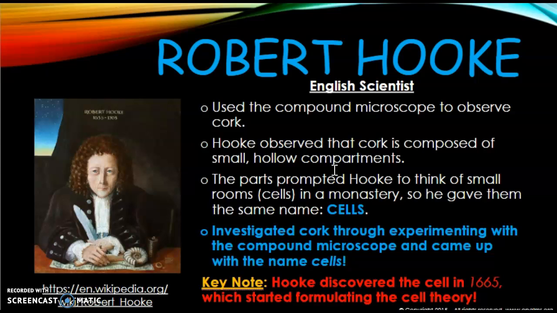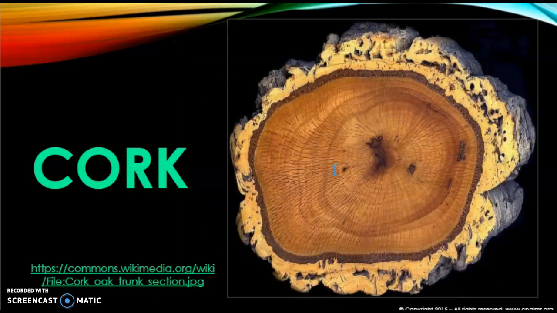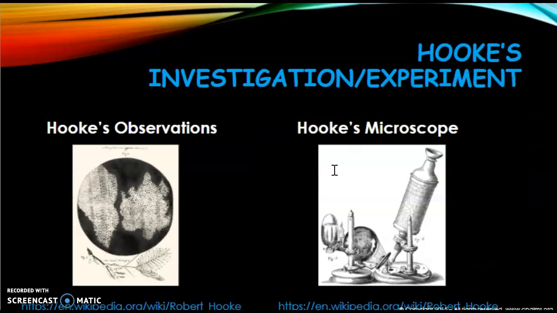So Robert Hooke's contribution to cell theory is that Robert Hooke is the first person to observe cells, and he's the one that coined the term cells. This is what his cork looked like that he looked at. This is what his microscope looked like.